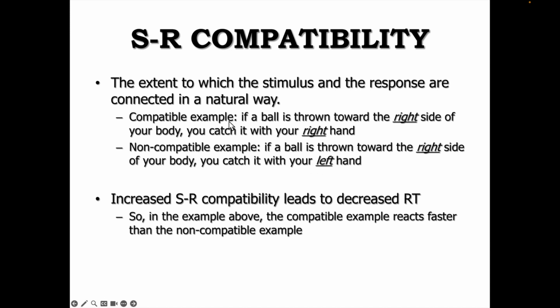Because it makes sense: the ball's on the right side, so you'd catch it with your right hand. It wouldn't make sense to reach over with your left hand to catch the ball that's going towards your right side. So how compatible a response is to the stimulus can affect reaction time. Specifically, the more compatible a response is, the faster, or decreased, the reaction time. So in this example, catching the ball with your right hand, if it's thrown to your right side, is going to have a faster reaction time compared to moving your left hand over to catch the ball being thrown to your right side.